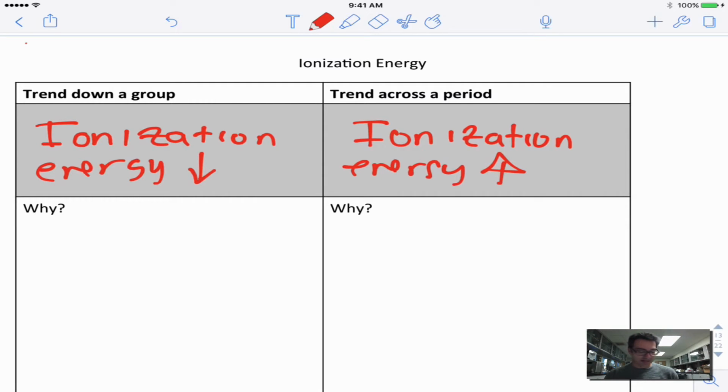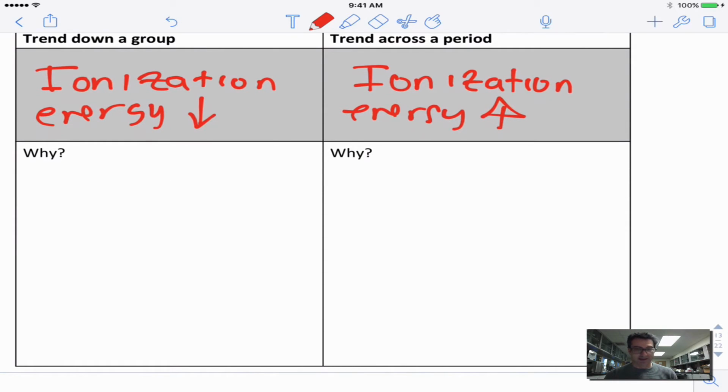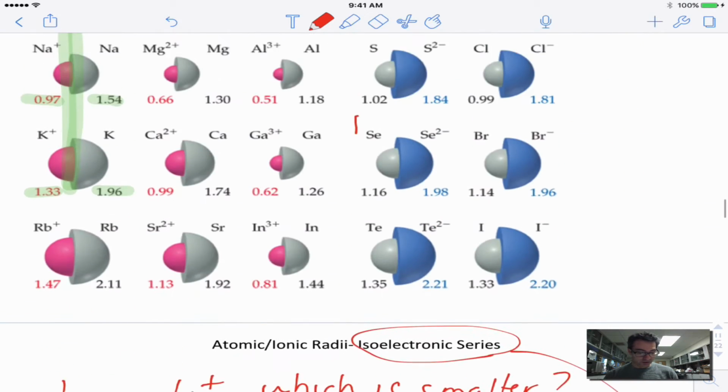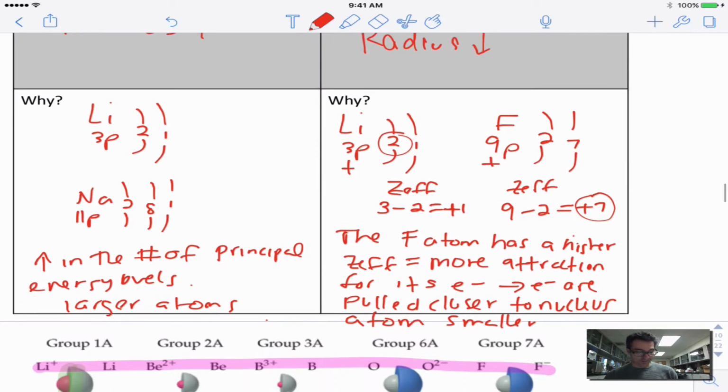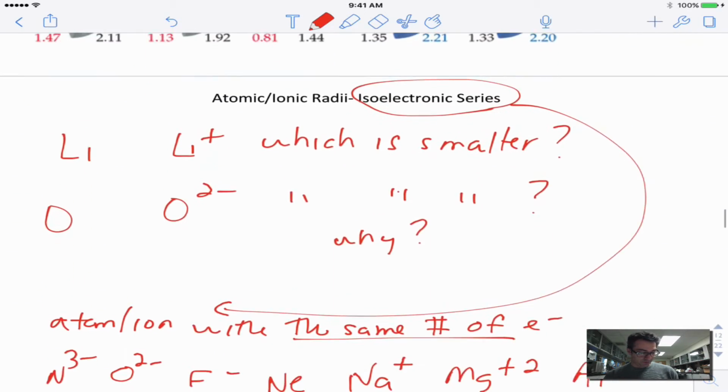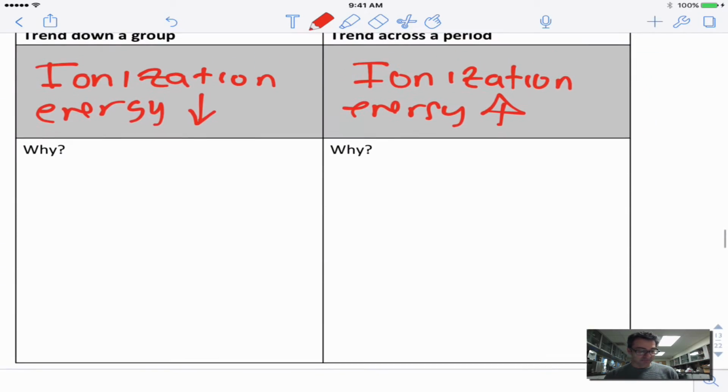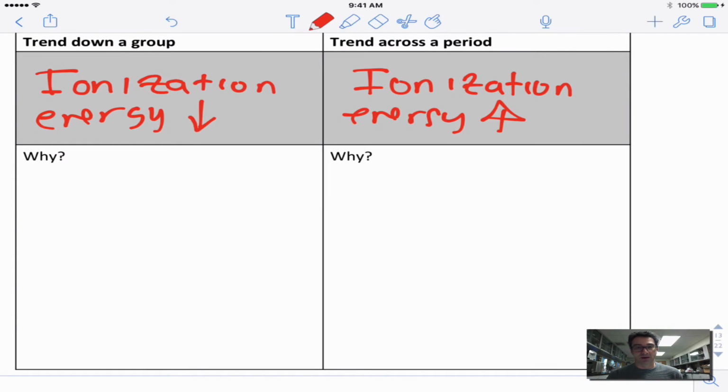So let's talk about ionization energy going down a group, why that happens. Well, when we go back and look at the radius, we saw that the radius going down the group got bigger. So that means that that outer electron is further away from where the nucleus is. So when we think about it being lost, if that electron is further away from the nucleus, then it is going to be less attracted to the nucleus. That lower attraction is going to cause the electron to be more easily removed.